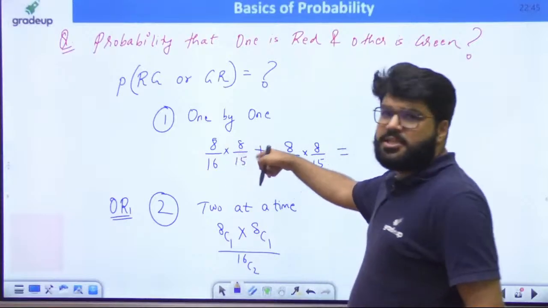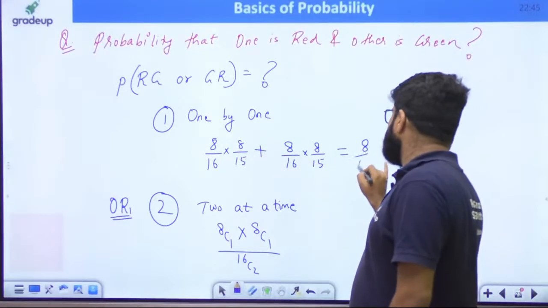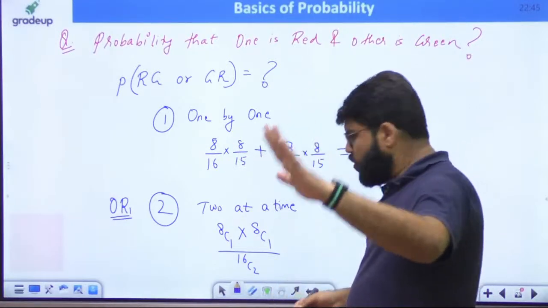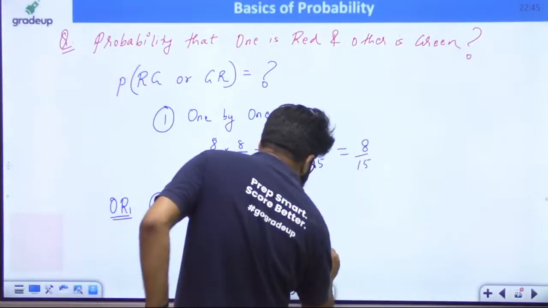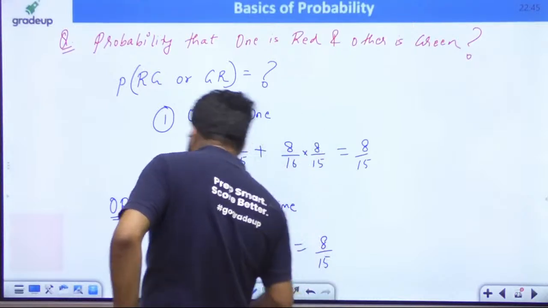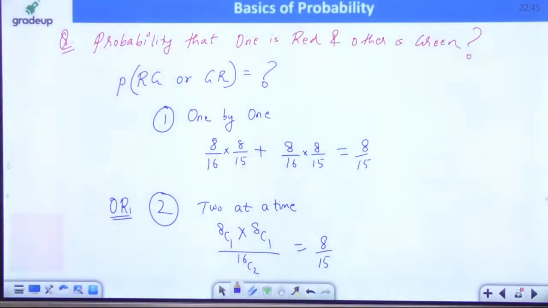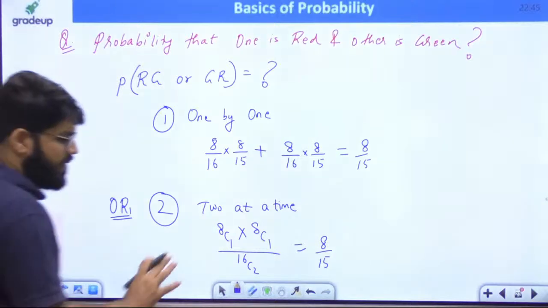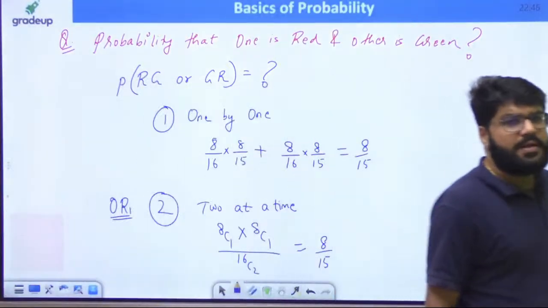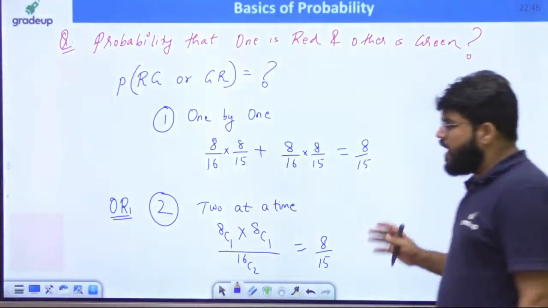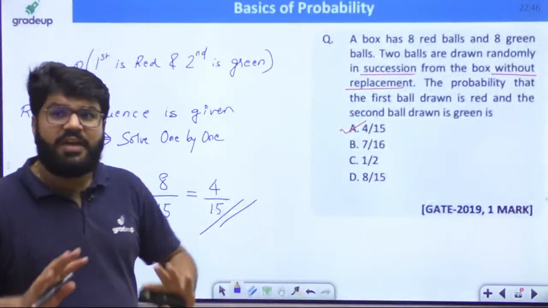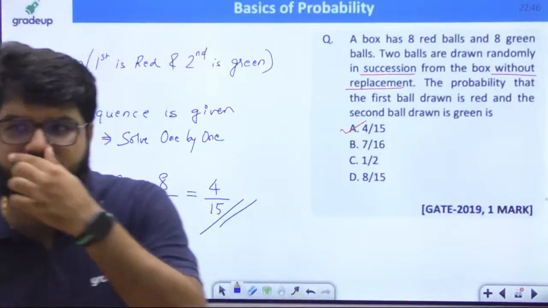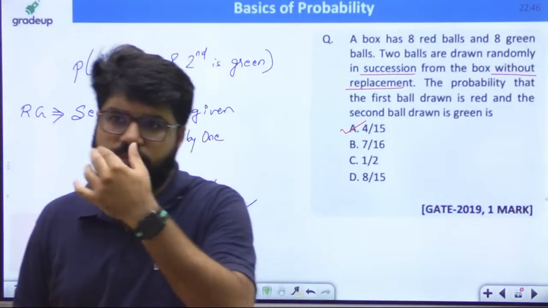You look at this: this one is 4 by 15 into 2. Just calculate 8 by 15. Calculations I know you can do. This is also going to come up as 8 divided by 15. So when the sequence is not required, you can do 2 at a time. That is why I took this special case. And when the sequence is required, you have to go one by one only. So you have to be crystal clear in all the types of cases.